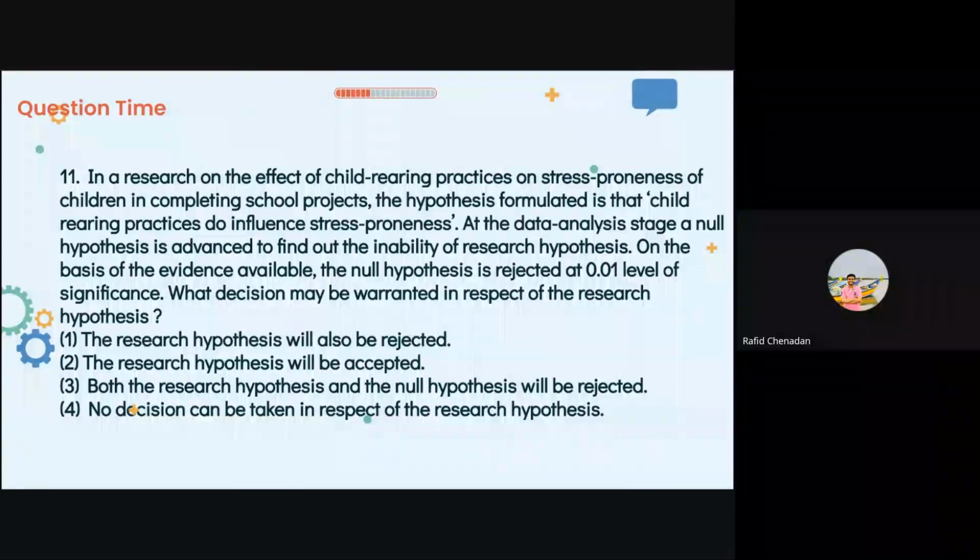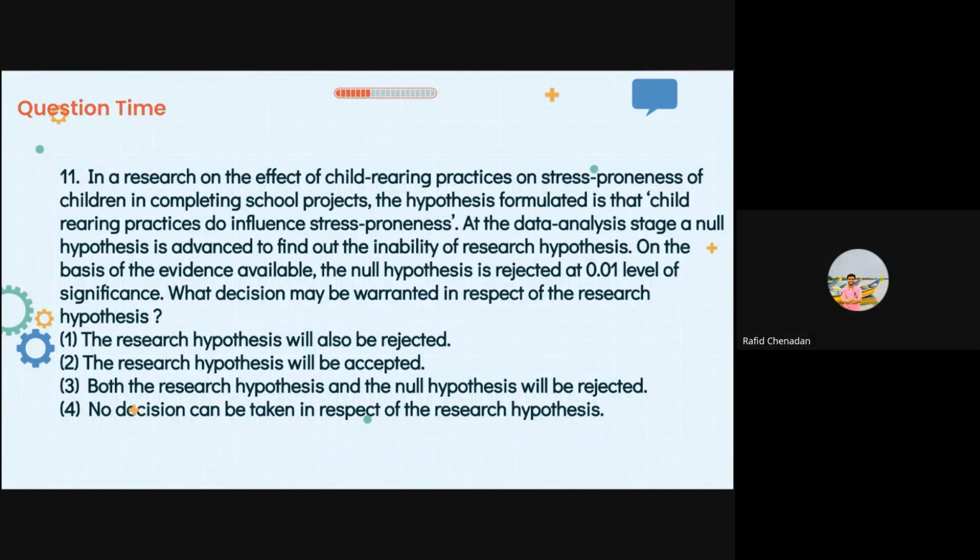We'll talk about that in the next slide. So the null hypothesis is rejected at the 0.01 level of significance. What decision may be warranted in respect of the research hypothesis? Basically, the question is very simple. If the question is asked in one sentence: if a null hypothesis is rejected in a research study, what will be the decision about the research hypothesis?